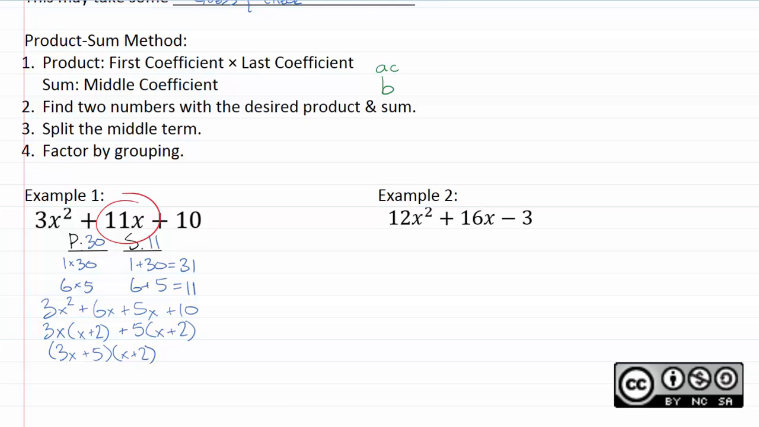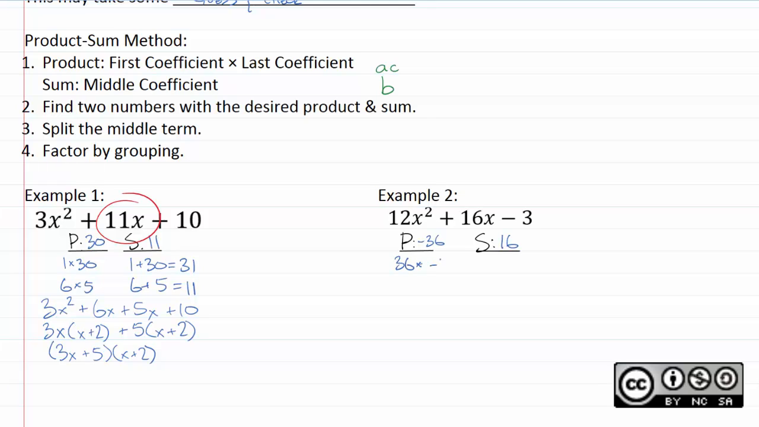Let's try the product sum method again. For example 2, my product, yet again, is going to be my first coefficient times my last coefficient, which is just 12 times negative 3. Be careful, the negatives are included when you use the product sum method. So I will have negative 36, and then my sum is 16. This one may be a little harder because your 2 numbers are going to be opposites. Remember, you don't have to get it right the first time. Try experimenting a little bit.